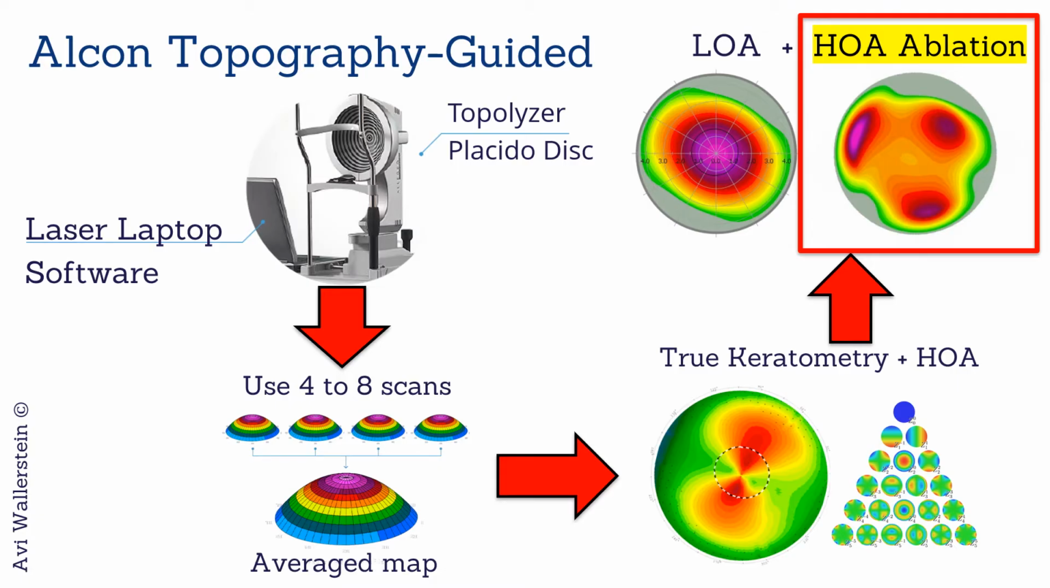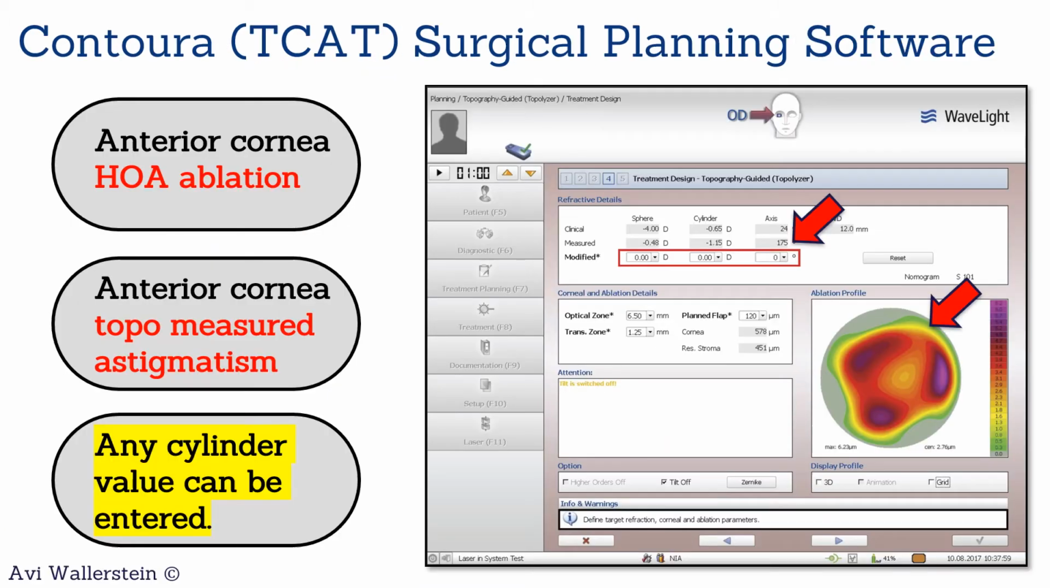The Alcon topography-guided software uses anterior corneal higher-order Zernike coefficients from the high-resolution Placido scan to generate an eye-specific HOA ablation map. This is then used by the laser to remove small amounts of corneal tissue within the traditional spherocylindrical ablation. Here's an example of the Contoura treatment screen.